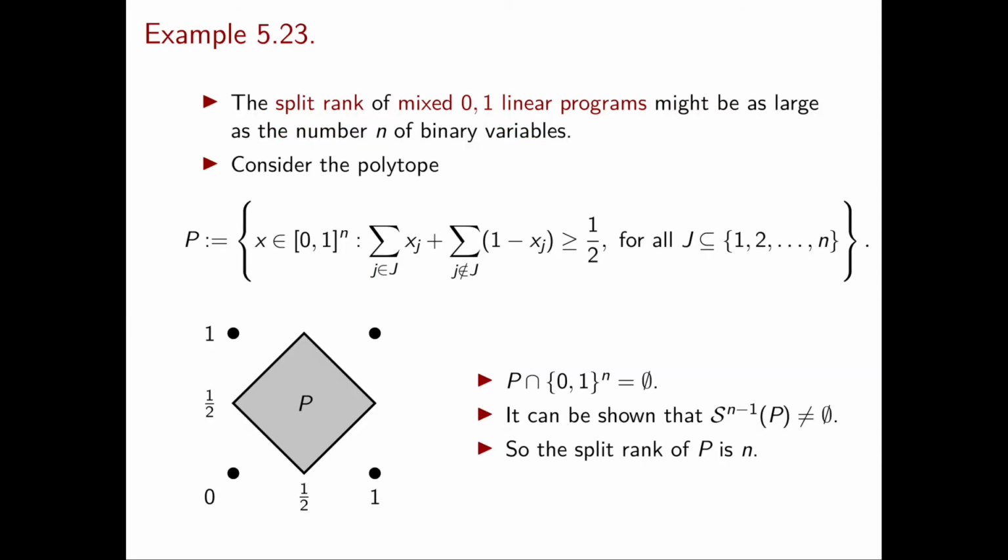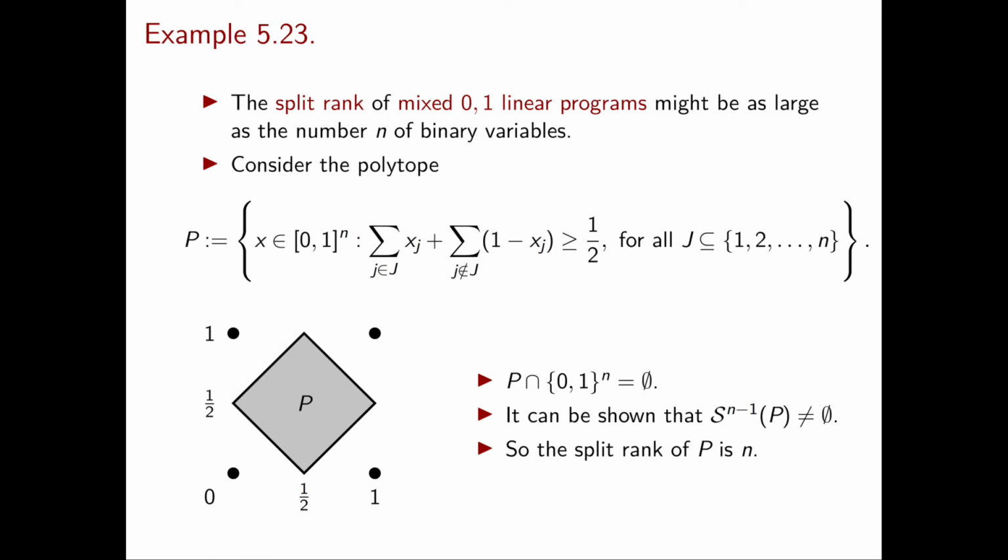One might wonder if the upper bound n on the split rank for mixed 0, 1 linear programs is tight, and in fact, it is. This can be seen by giving examples of polyhedra P for which the split rank is exactly n. And a very simple example is this polyhedron written here.